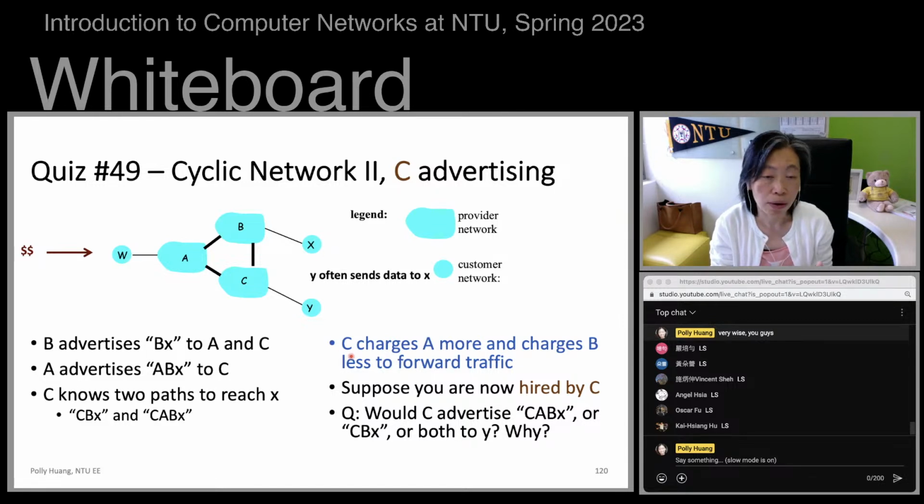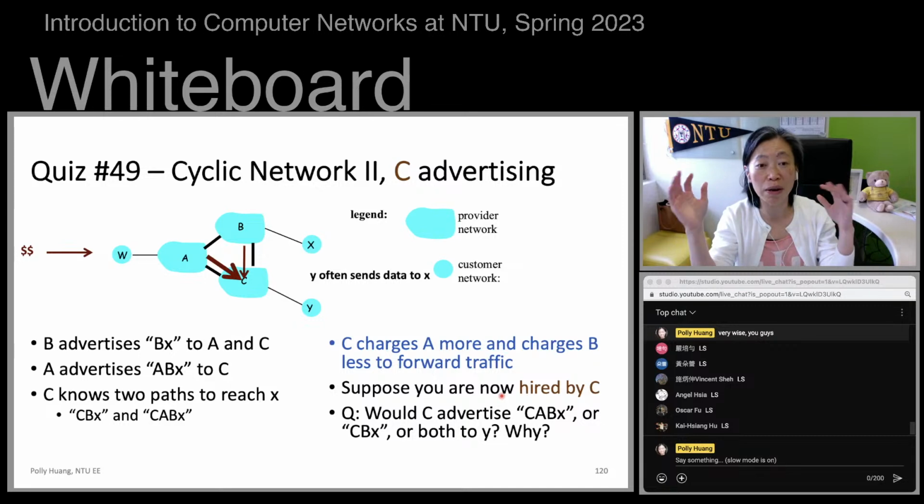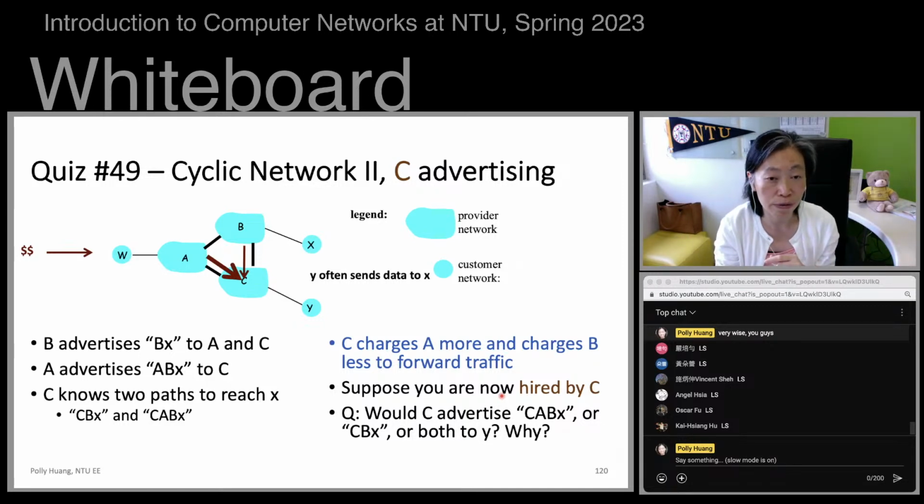Okay, now C charges A more and charges B less. So look at the money flow. C draws more money from A per unit data. C draws less money from B. Okay, suppose you are now hired by C. Okay, guys, no longer working for B, now working for C.